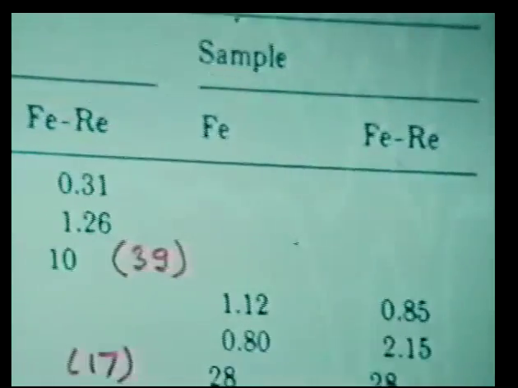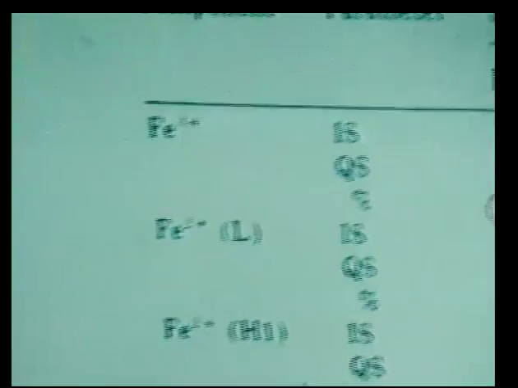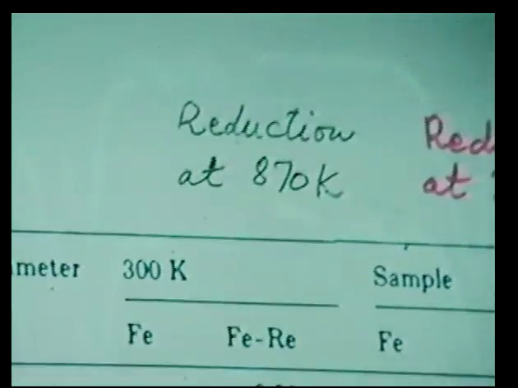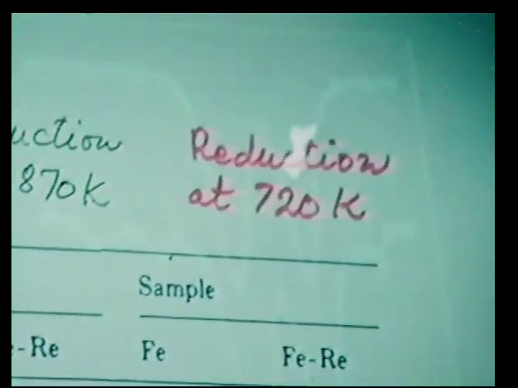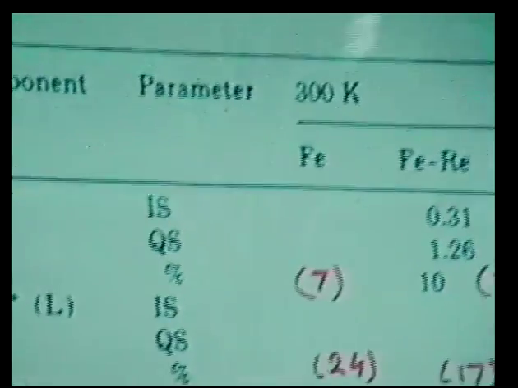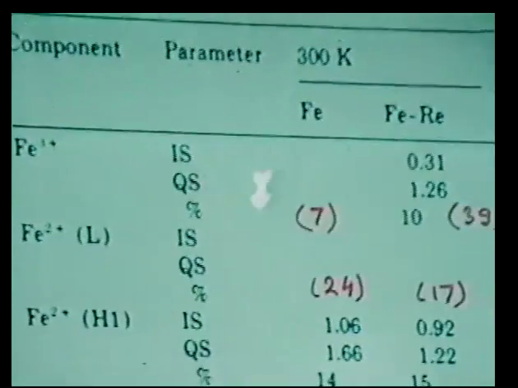Now, here shows the different components after reduction at 870K and 720K. Some were measured at room temperature. And here are the iron and iron-rhenium, sorry.